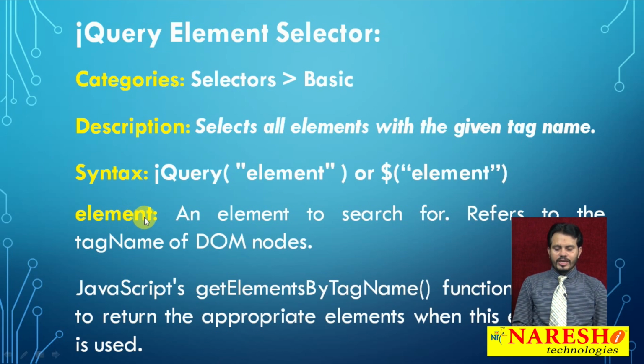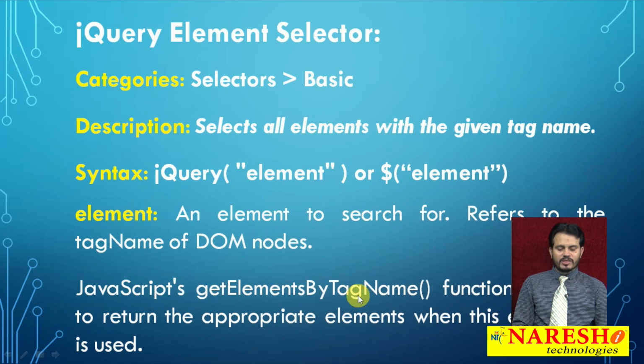Here what is the element? An element to search for means whichever element you are looking to search, that element you can specify. That element can be a div element, paragraph element, span element, input element, img element, any element. So it refers to the tag name of the DOM nodes. So in the entire DOM node structure, this element refers to the specific tag name.